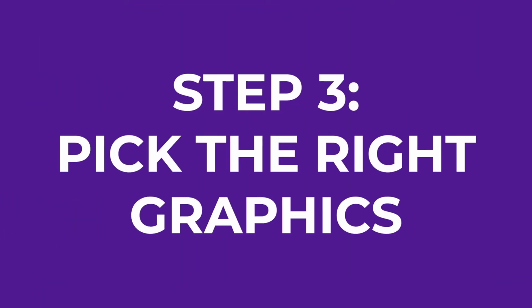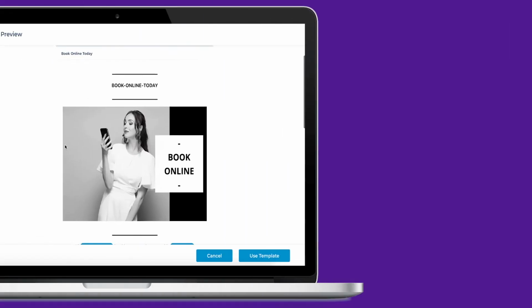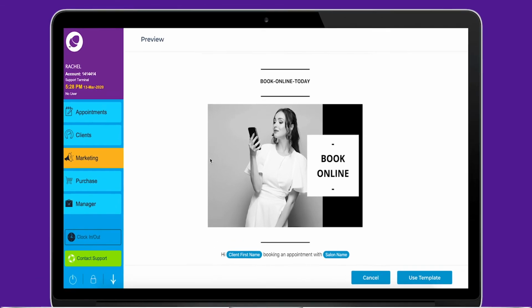Step 3, picking the right graphics. You know that saying, don't judge a book by its cover? Well, that doesn't really apply here. Picking the right graphics will play an important part in making that first impression. You know what they say, a picture paints 1,000 words. Here's how to pick a graphic.